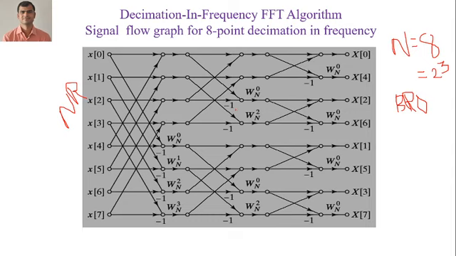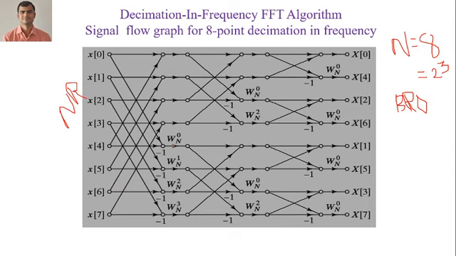So we'll see how to calculate stage 1. Here you consider it is S1 of 0. S1 of 0 is the addition of x of 0 plus x of 4. S1 of 1 is the addition of x of 1 plus x of 5. Here it is the addition of x of 2 plus x of 6. Here it is the addition of x of 3 plus x of 7.